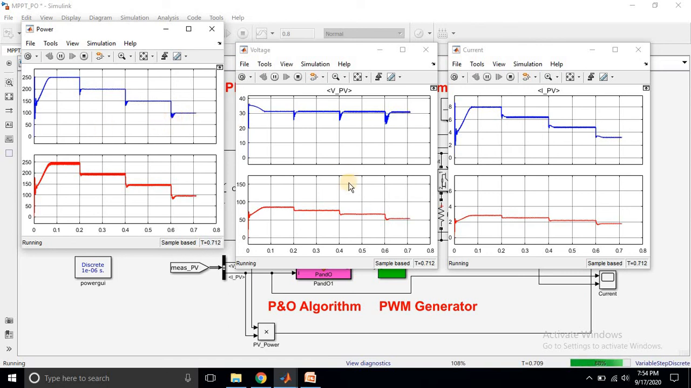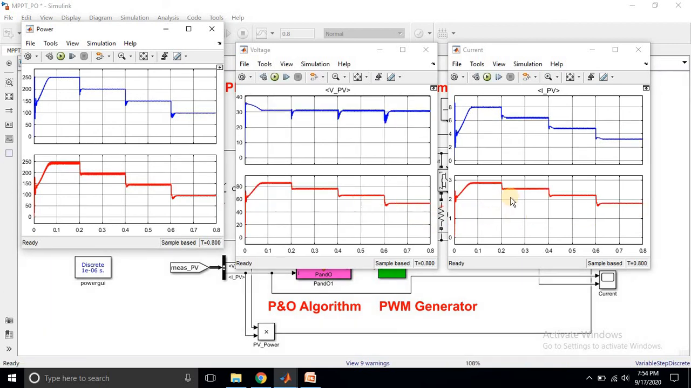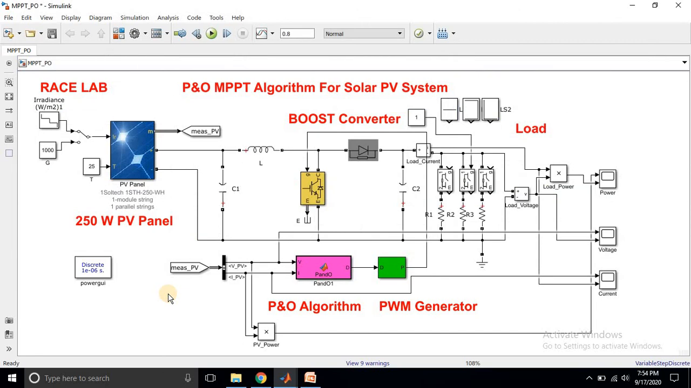So you can see the variation of the PV panel voltage and current. This is the PV panel voltage and current variation with respect to the different irradiation conditions. And this is the variation of the converter voltage and current for the different irradiation of the PV panel. So that's all about the testing of the P&O algorithm for a solar PV system.